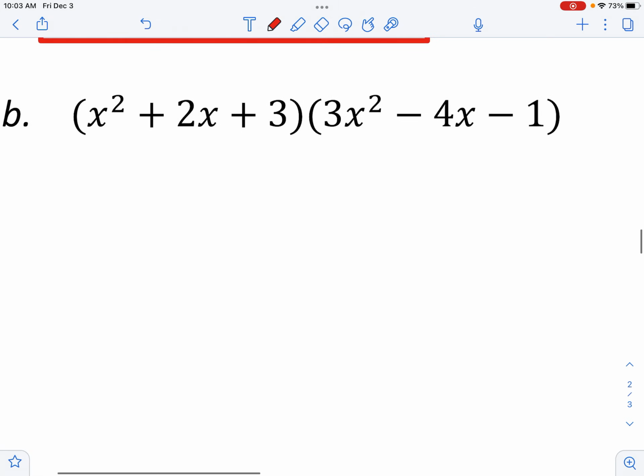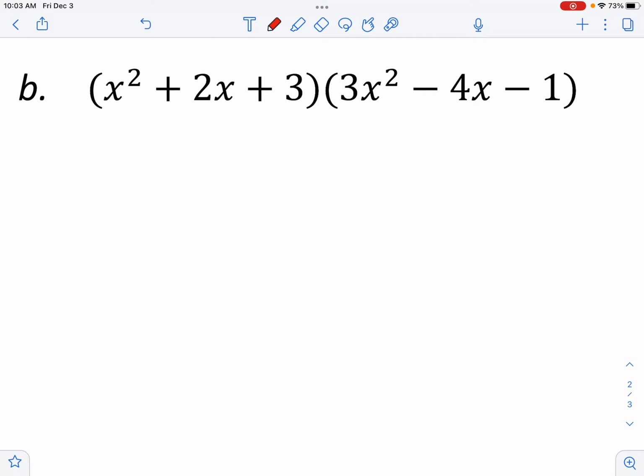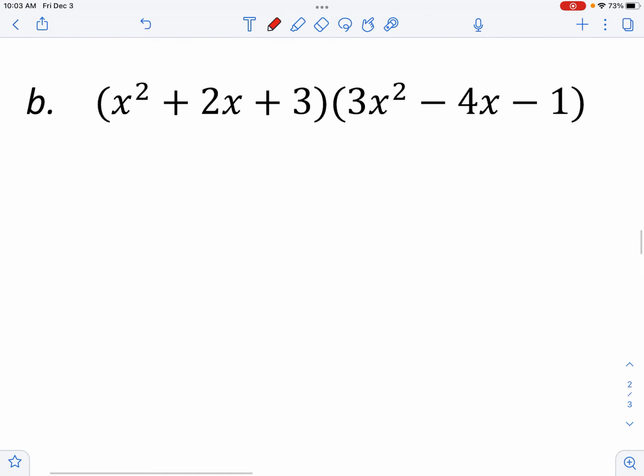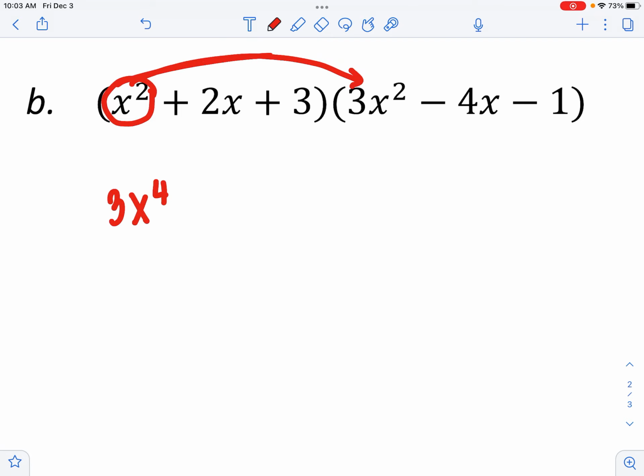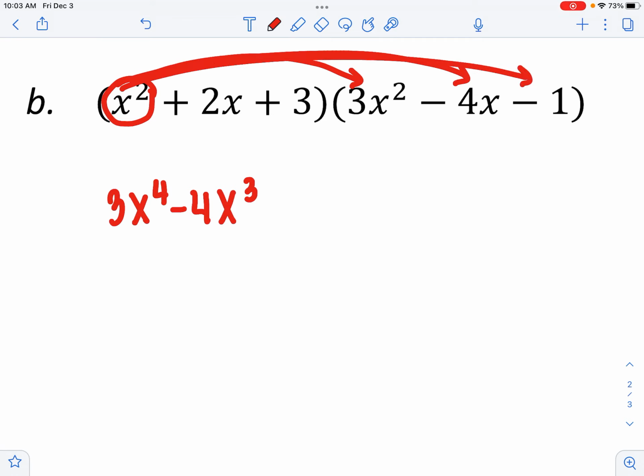All right. Next one here, I got to multiply these 2 trinomials. All that you're doing is using the distributive property. So I'm going to distribute the x squared. X squared times 3x squared is 3x to the 4th power. X squared times negative 4 is negative 4x cubed. X squared times negative 1 is negative x squared.